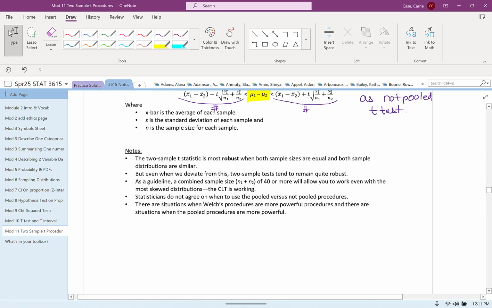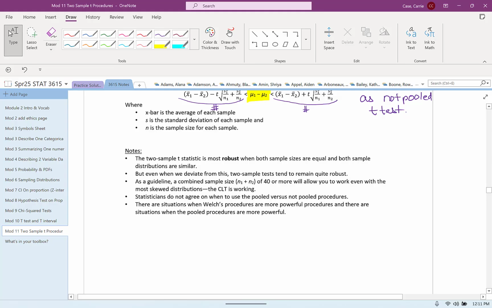The two-sample t statistic is most robust when both sample sizes are equal and both sample distributions are similar. But even when we deviate from this, the two-sample tests tend to remain quite robust. As a guideline, a combined sample of N1 plus N2 of 40 or more allows you to work with even the most skewed distributions because the central limit theorem is working.